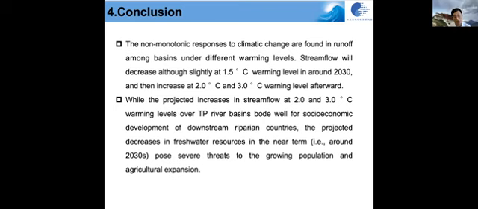While the projected increase in streamflow at 2 and 3 degree warming levels over the Tibetan Plateau bodes well for socio-economic development of downstream riparian countries, the projected decreases in freshwater resources in the near term pose a severe threat to the growing population and agricultural expansion.